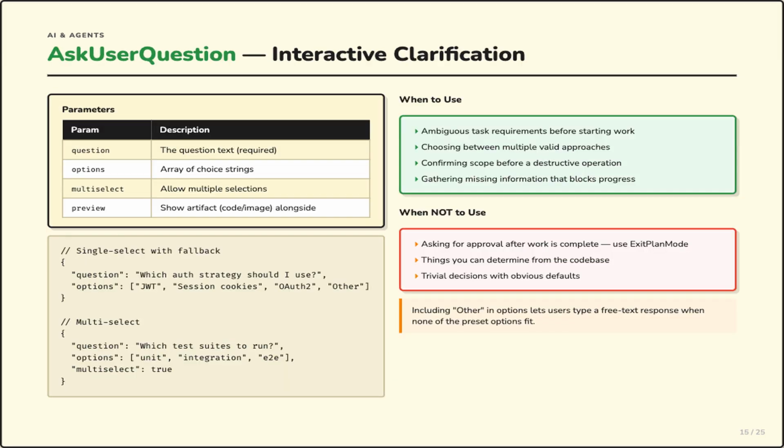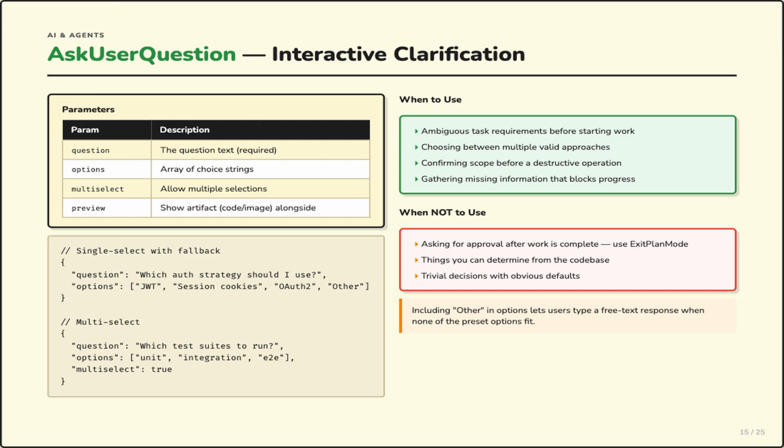Ask User Question is how Claude gathers missing information from the user during a task. It presents a question and an optional list of choices. Single select gives the user one option to pick. Multi-select lets them choose multiple. The preview field can display an artifact, like a code snippet or image, alongside the question. One common pattern is including an "Other" option in the choices list, which enables free text input when none of the presets fit.